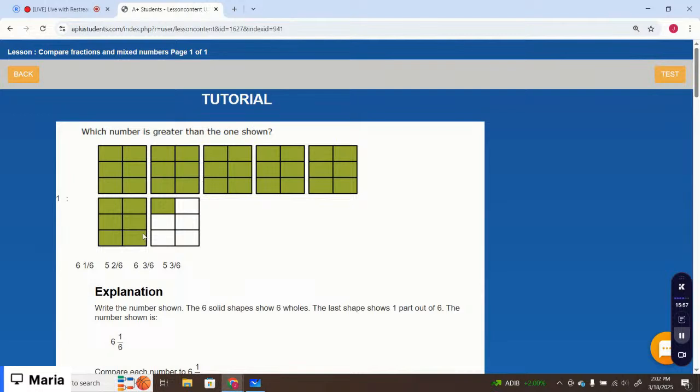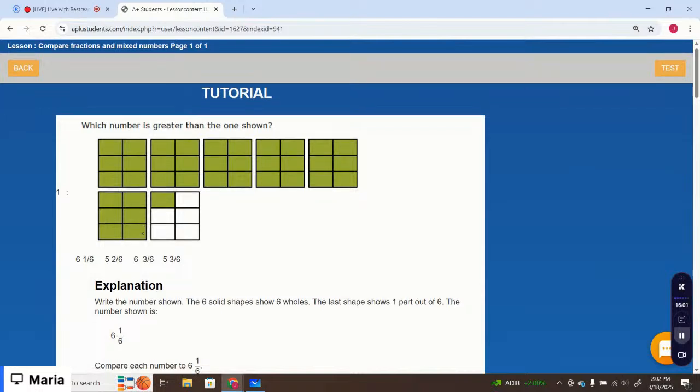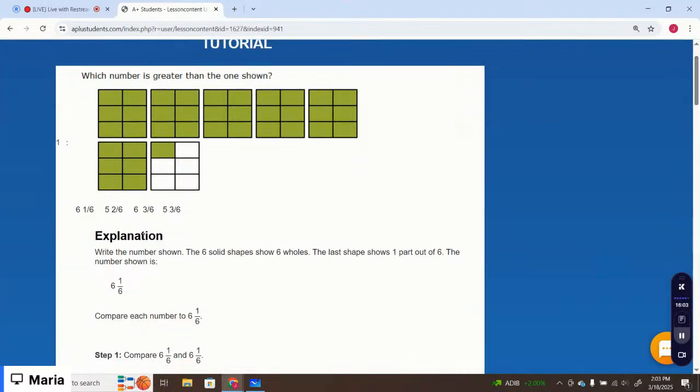Which number is greater than the one shown? First, you have to see what number is shown, right? Then you have to see which one is greater than the shown, right? You are given four options. So, okay, let's just see. We are given one, two, three, four, five, six. Six is the whole number because the six are completely colored.